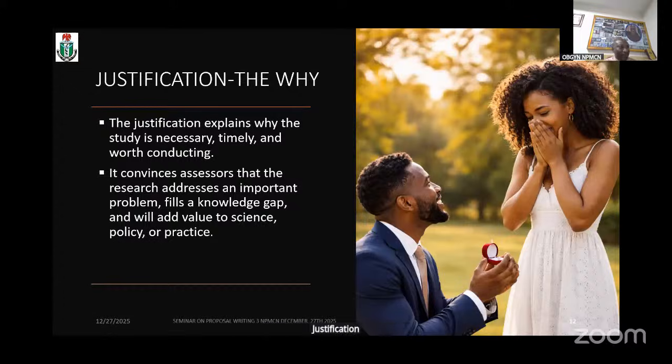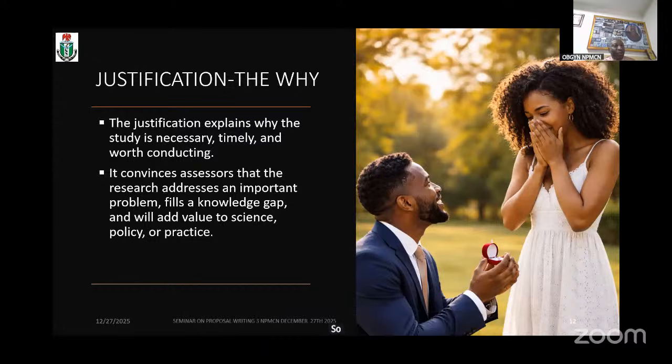Justification is the why. Girls have some suitors, two, three, four, but at the end of the day, they settle for one. How do they come to that decision? Because that person is able to justify why she will say, yes, take me to the altar. So it's the same thing. So you think about it. How did you engage your fiancée? How did you win her heart? So translate that to the proposal. And I can tell you your proposal will scale through.